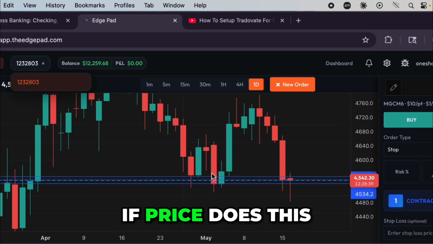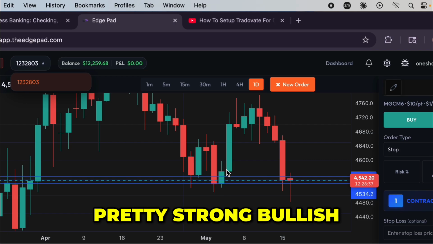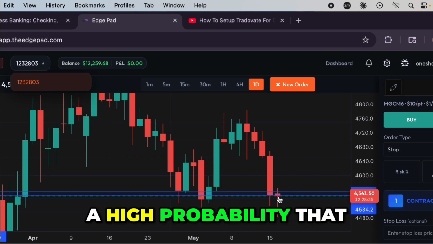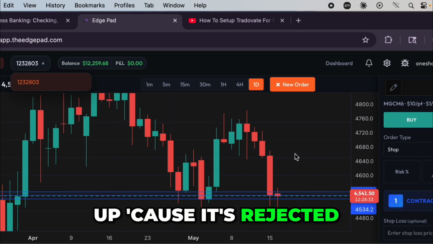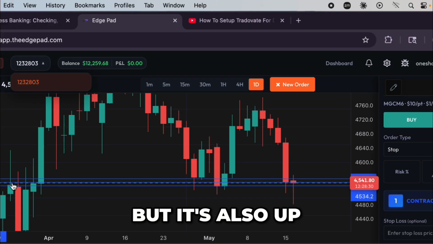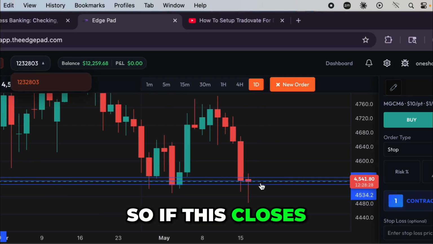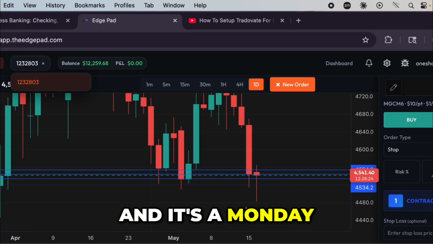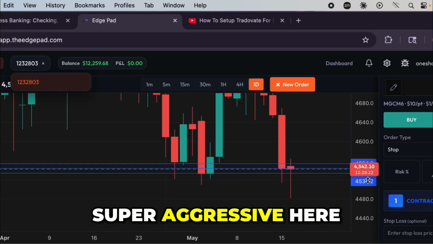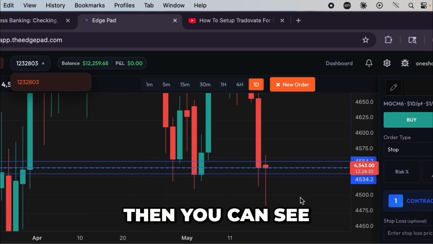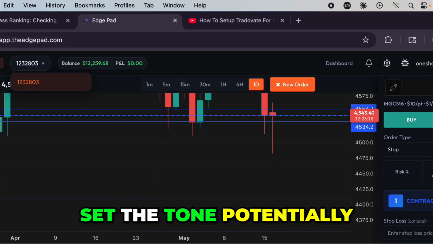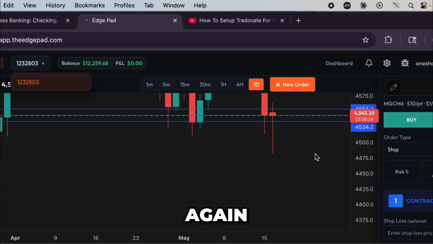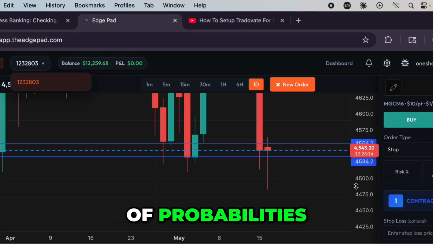If price does this again, where it closes pretty strong bullish, then we have a high probability that it could come back up because it's rejected out of here. But it's also up here rejected here. So if this closes bearish in the day, and it's a Monday, so I don't have to be super aggressive here, then you can see that it probably will set the tone potentially to go back down here. Again, price can do whatever it wants, but I'm playing off of probabilities.